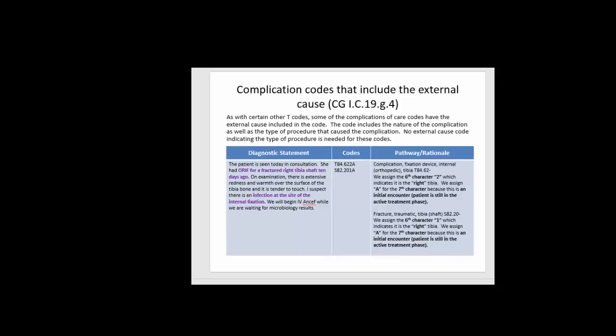There are complication codes that include the external cause, and I've given you an example here where the patient has a fractured right tibia shaft. The physician went in, tried to stabilize that bone, and now they're thinking there's an infection internally at the fixation site. That is a complication of the fixation device, and we're going to assign this code T84, and we're also going to assign the traumatic fracture of the tibia shaft.